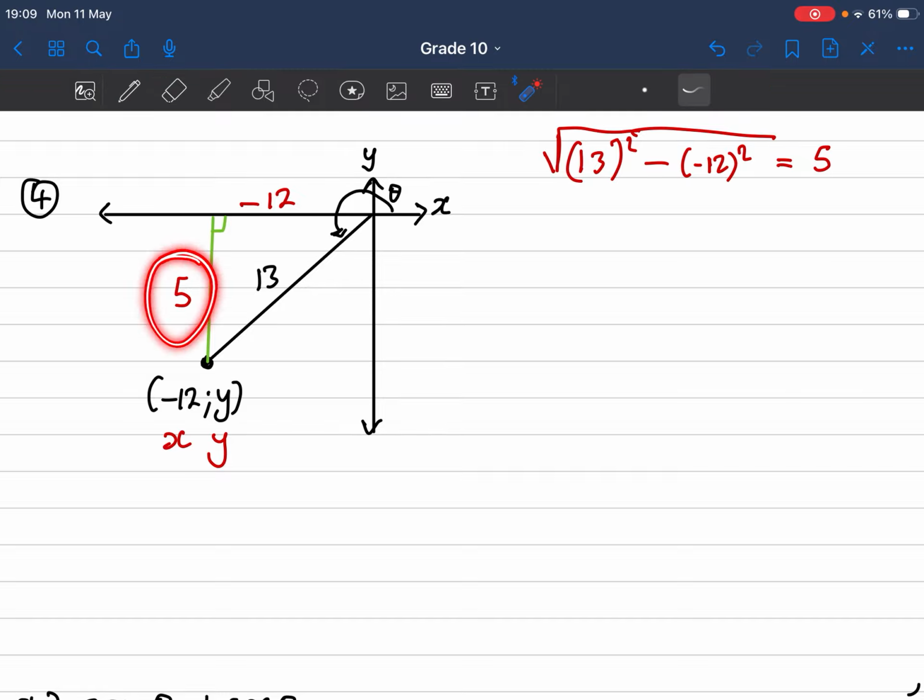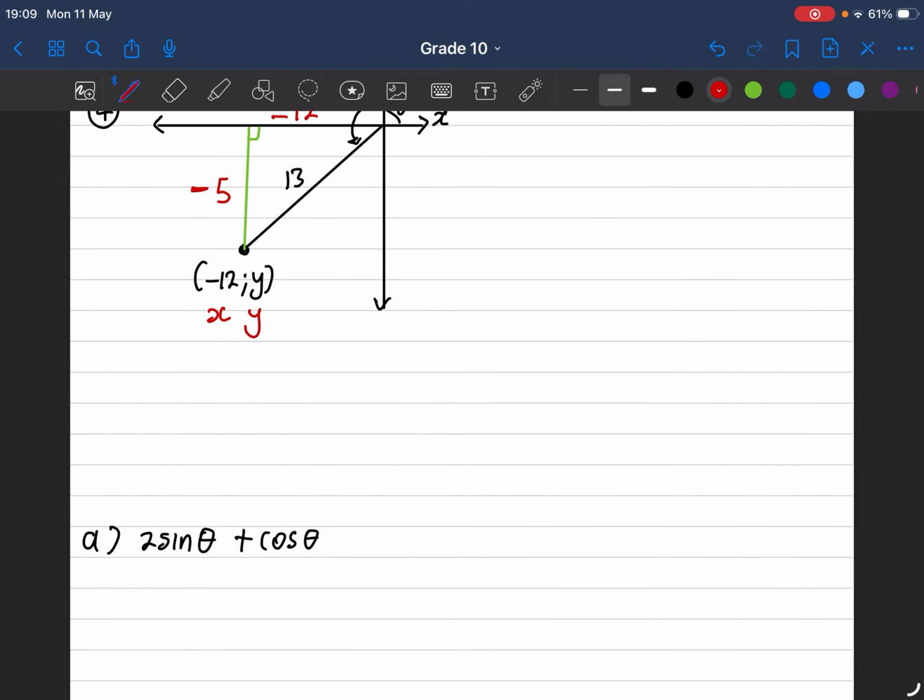Now, is this a positive or negative 5? So because it's on the negative y-axis, we're going down the y-axis. This is going to be a negative 5. We need to make that decision based on our diagram. Now we've got that in place.